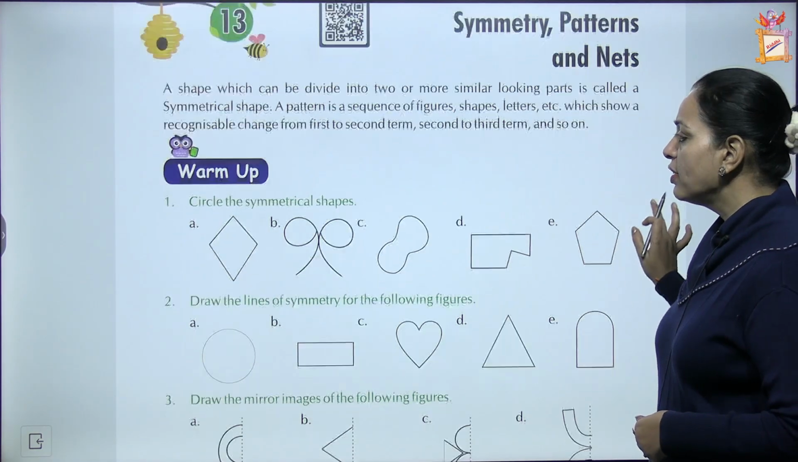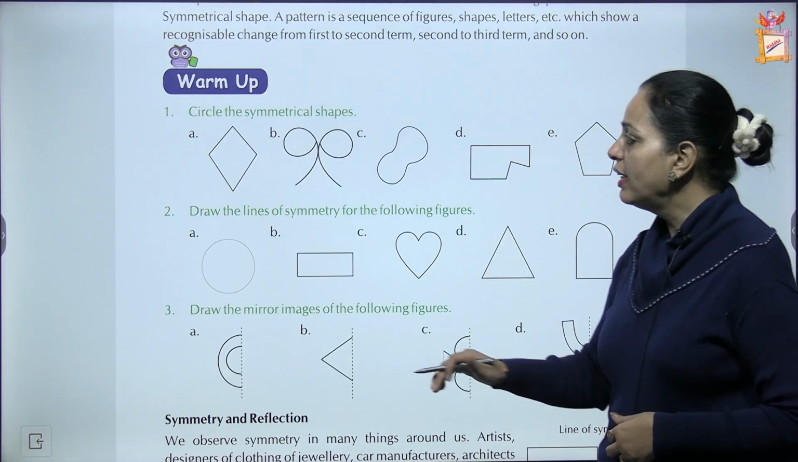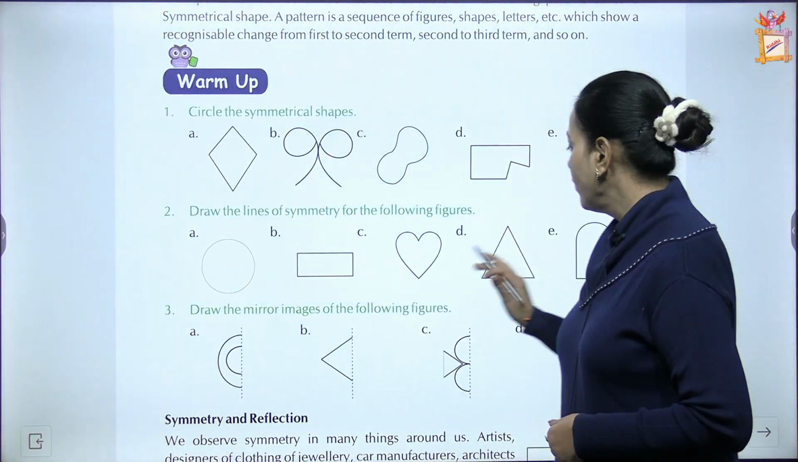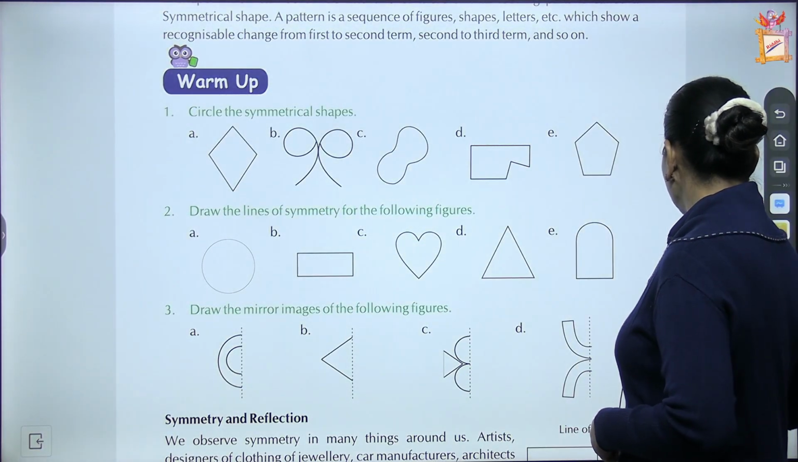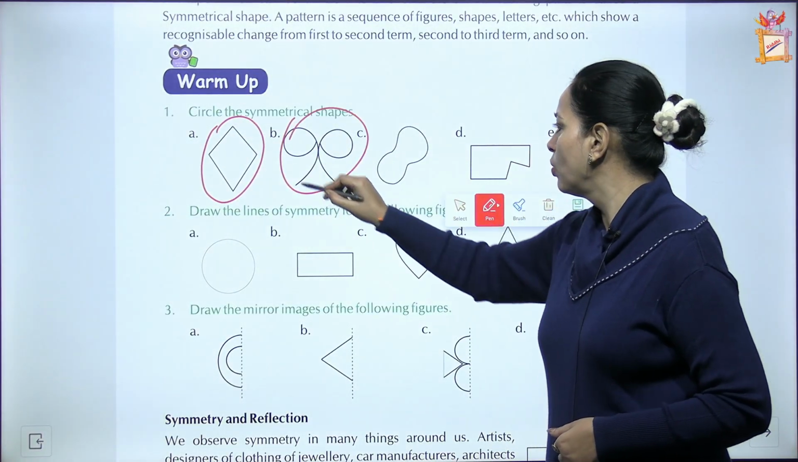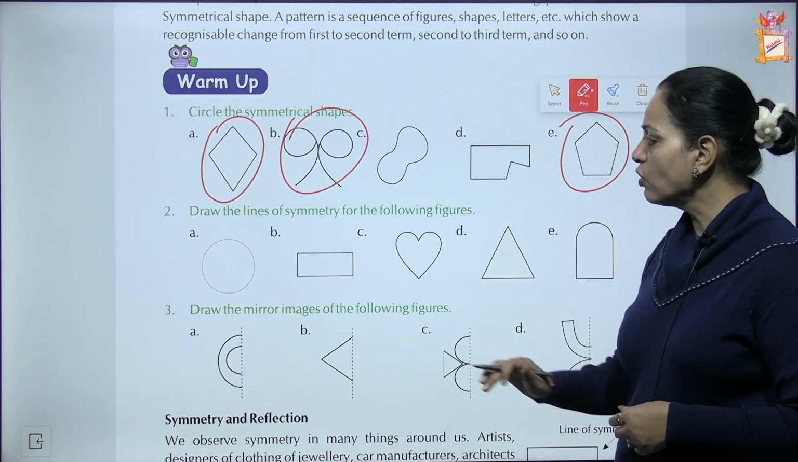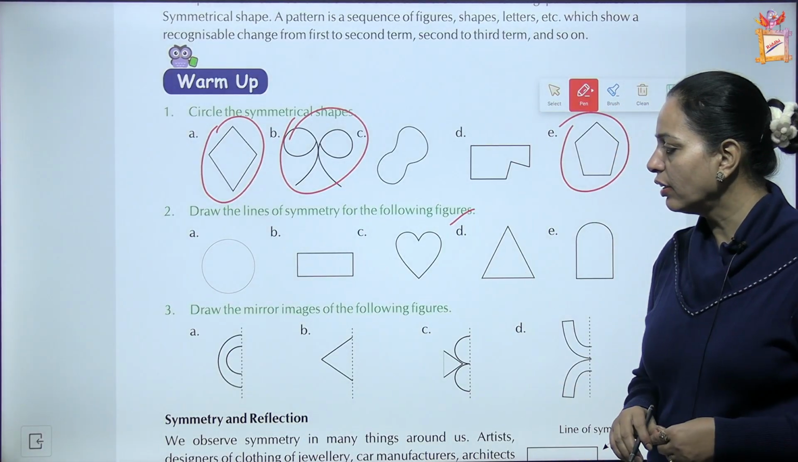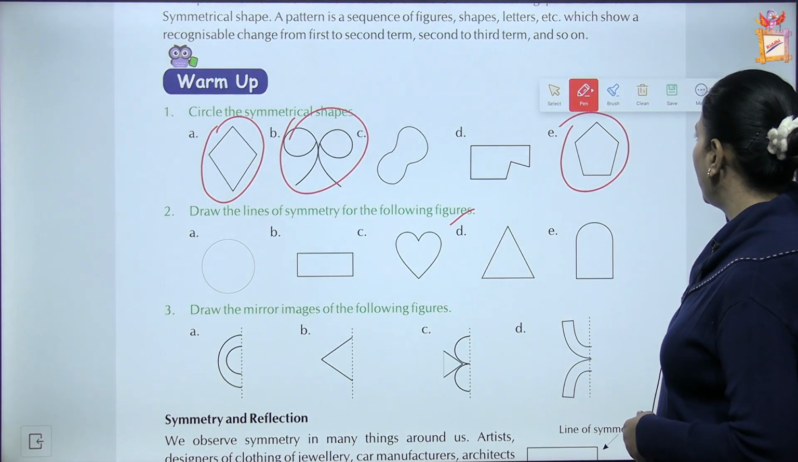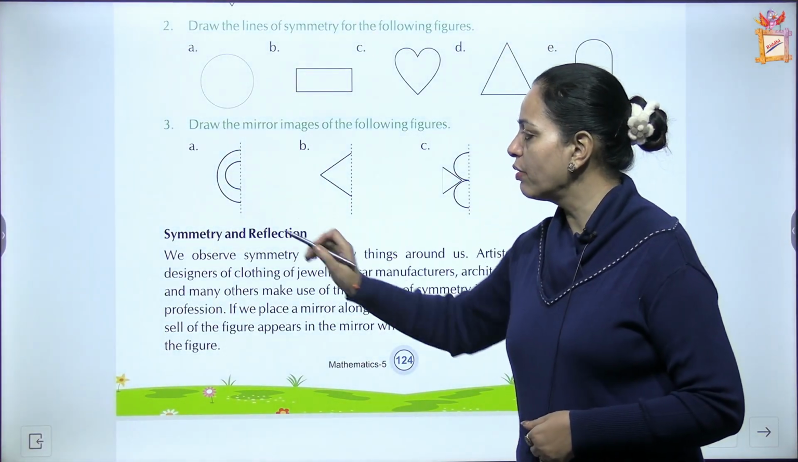So warm up, the first: circle the symmetrical shapes. So we can try this one, like here A part, this is the symmetrical shape, this also, this also. The second one, draw the lines of symmetry, you can try this one. The third, draw the mirror image, means complete it, the same. You will complete it, okay.